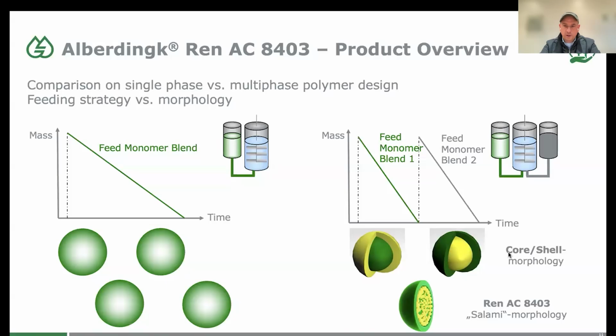You can see here there are 2 core-shell morphologies. One where you have a yellow shell and a green core, and the other with a green shell and a yellow core. So imagine that the green monomer mixture is soft with a low Tg, and imagine that the yellow one is the hard one with a very high Tg material.